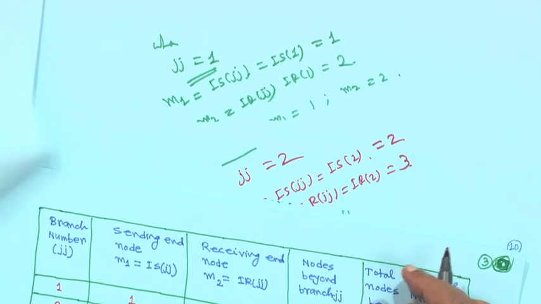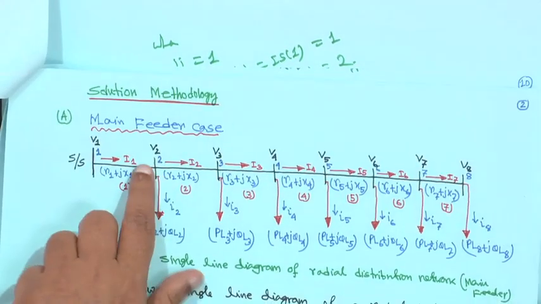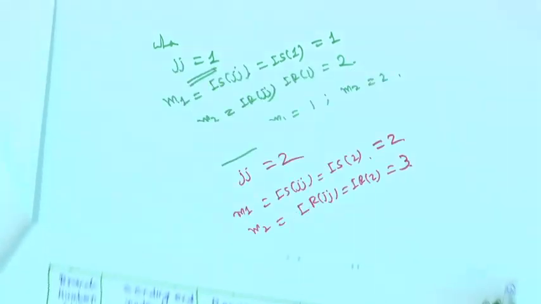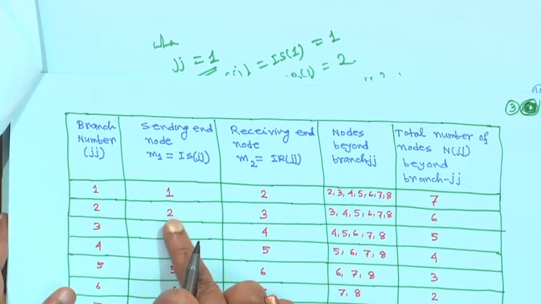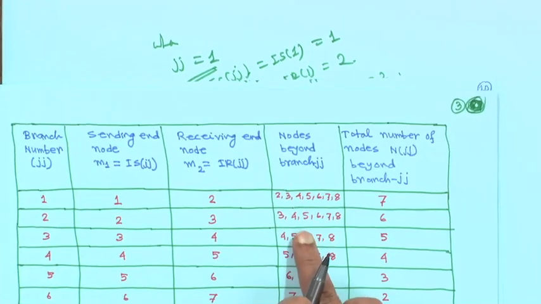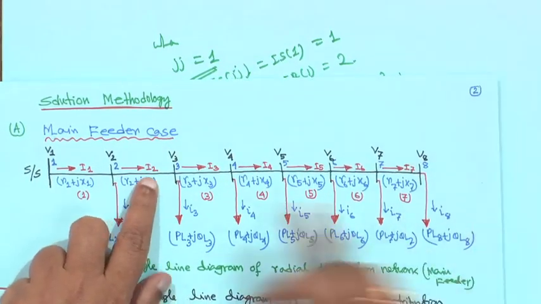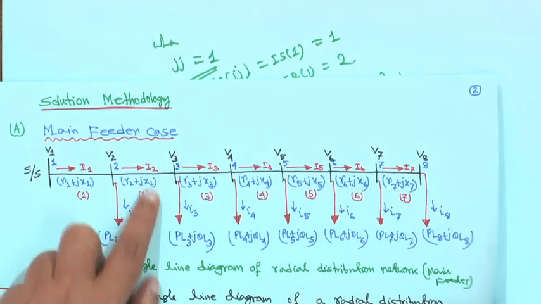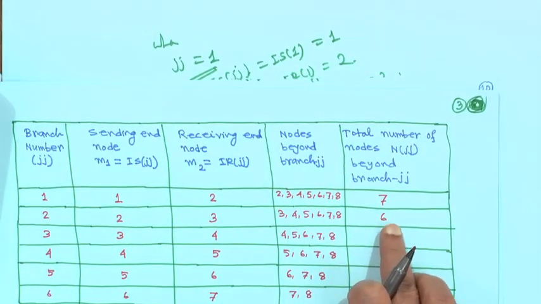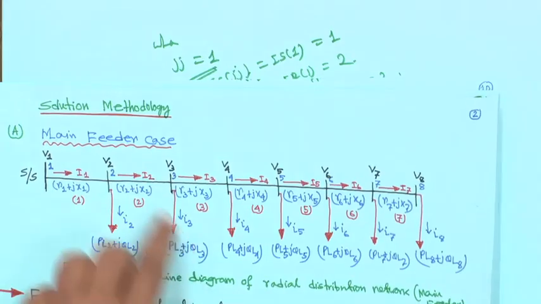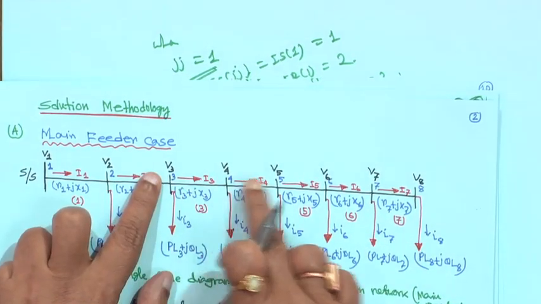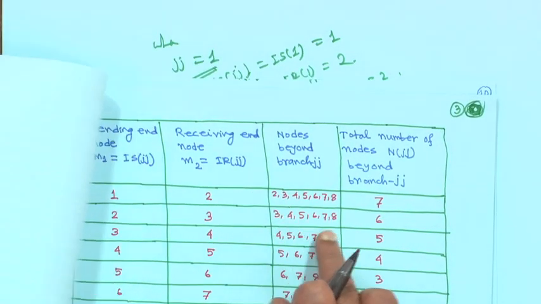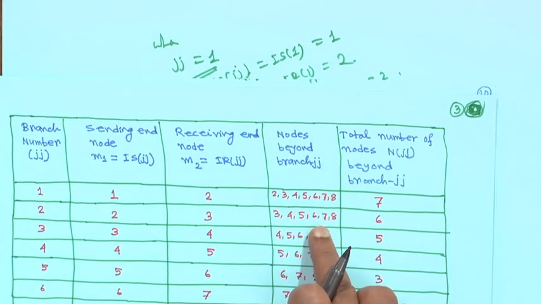That means, if you look at the diagram for branch 2, this is sending end node 2, this is receiving end node 3. That is why sending end node 2, receiving end node 3. So that is why it is 2, 3. And how many nodes are there beyond branch 2? This is branch 2. You count 1, 2, 3, 4, 5, 6. You have a total number of nodes 6, and they are 3, 4, 5, 6, 7, 8. These are the nodes available.